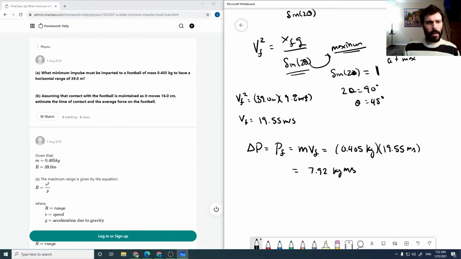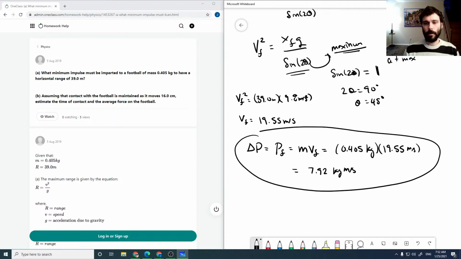Okay, so that's the first part. So there's our minimum impulse. And now, assuming that contact with the football is maintained as it moves 16 centimeters, estimate the time and average force. So our delta P is F delta T.